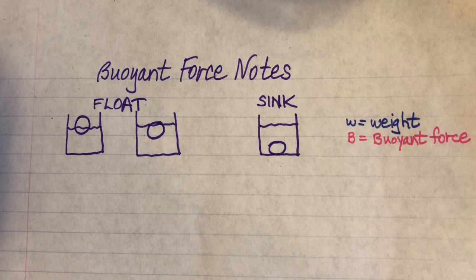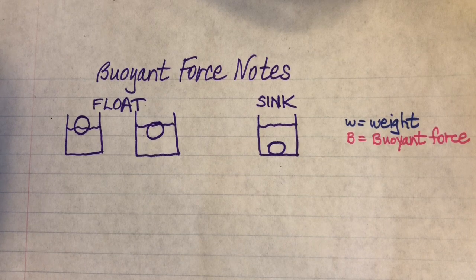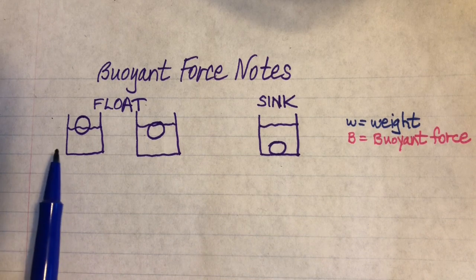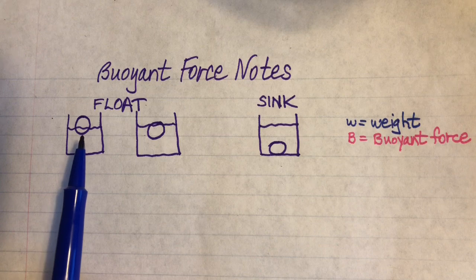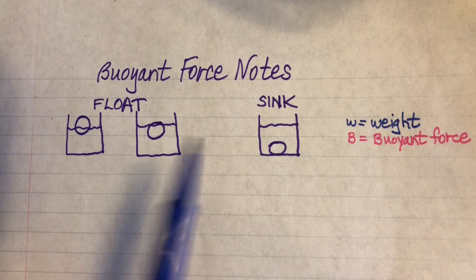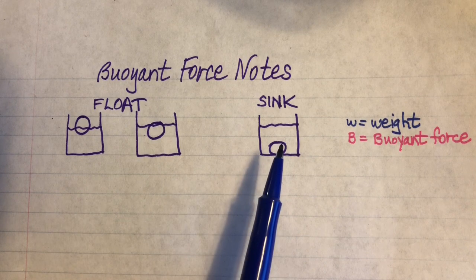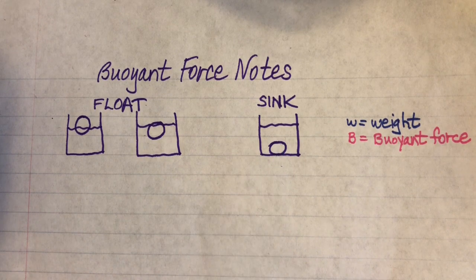So on a new sheet of binder paper, let's get some buoyant force notes. So let's draw the three situations we had. The first one is the ping pong ball floating. Second one is the bouncy ball floating. The last one is the golf ball which sank.